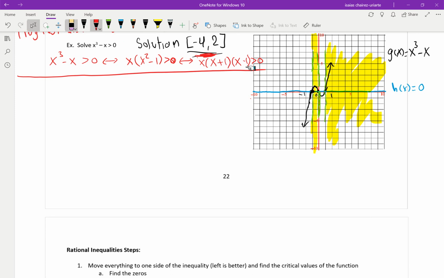So we have to find some zeros. That means we have to set our expression equal to 0. So that should give us three solutions: x equals 0, x equals -1, and x equals 1.